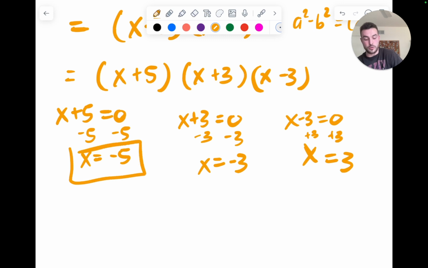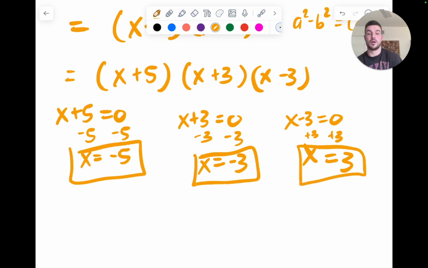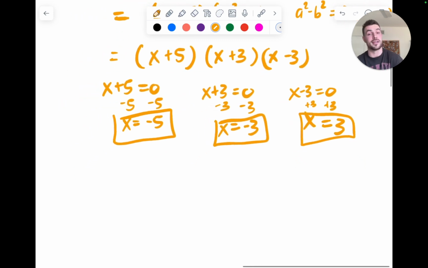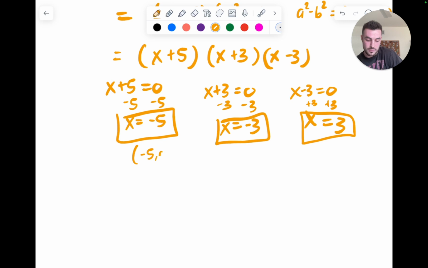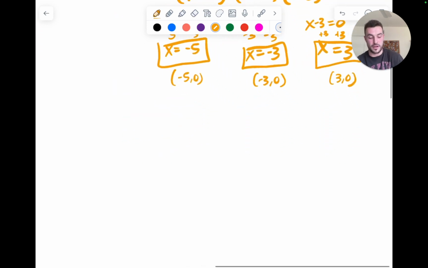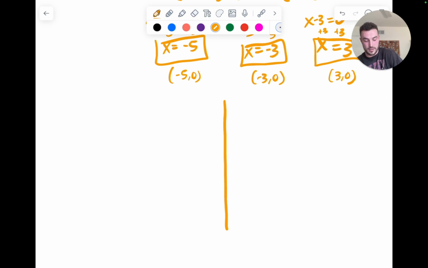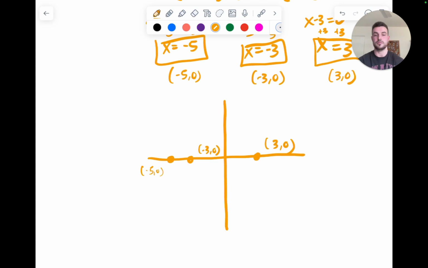So these are my solutions of the polynomial. Once I have my solutions, I technically can then find my x-intercepts. Which means I can start to graph. So if I go ahead and create a quick coordinate plane here, I can plot my x-intercepts at -5, 0, -3, 0, and positive 3, 0. So I know where my function is going to cross through the x-axis.